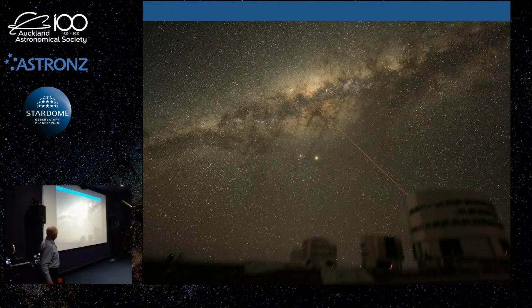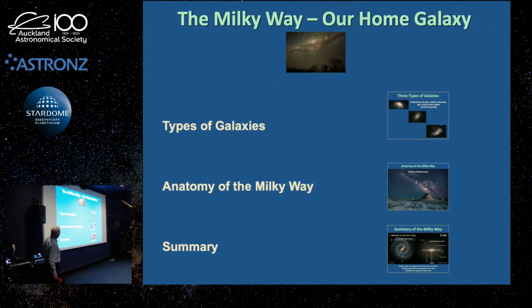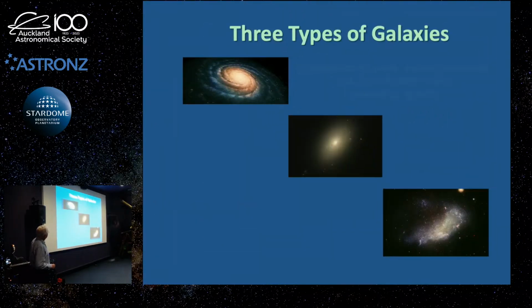And that's why tonight's talk is titled The Milky Way, Our Home Galaxy, where together we're all going to go on a journey through time and through the history of the discoveries and what we now know about the Milky Way galaxy. So I've split it into 3 chapters. We'll talk about galaxies in general and the types of galaxies. Then we'll talk about the anatomy of the Milky Way, and then we'll wrap up with a bit of a summary.